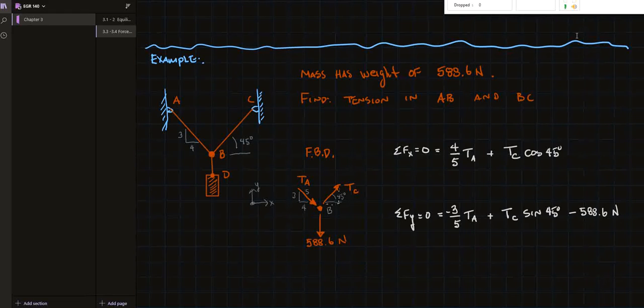Okay, well, as I scoped the situation out, this turned out to be a pretty reasonable problem. We have two independent equations, and we have two unknowns. So we can solve this system of equations for TA and TC. First, let's solve the summation of x for TA. So I have TA equals minus 5/4 TC cosine 45 degrees. Just did a little algebra there.